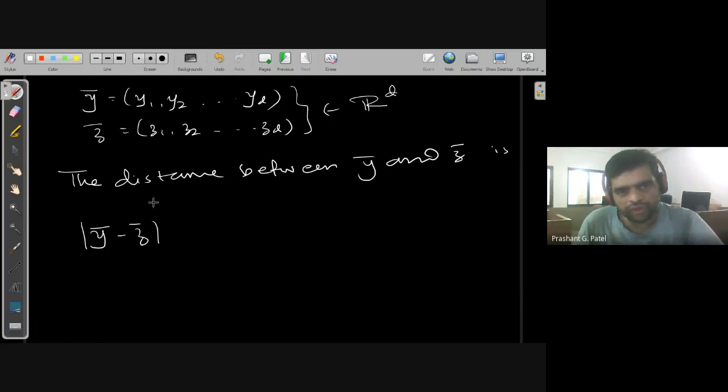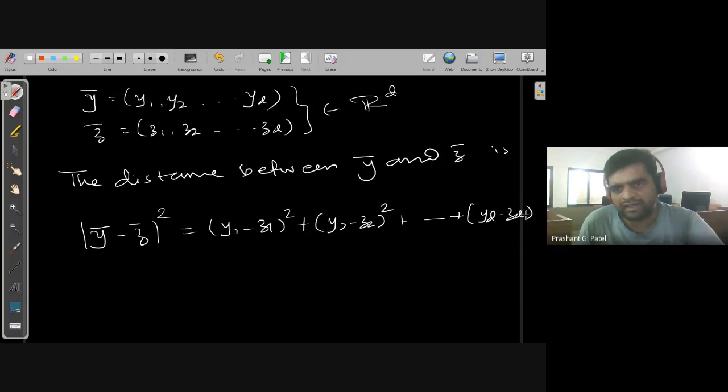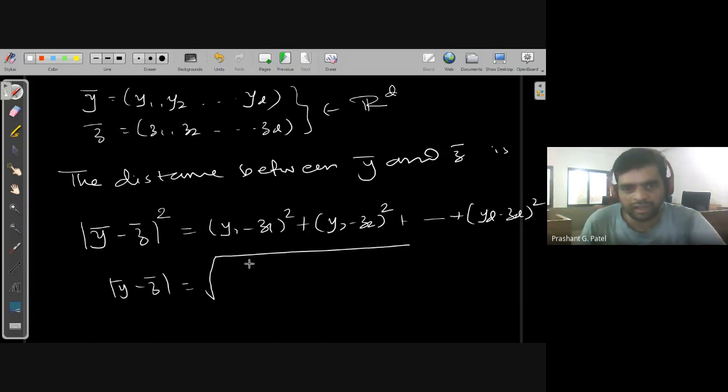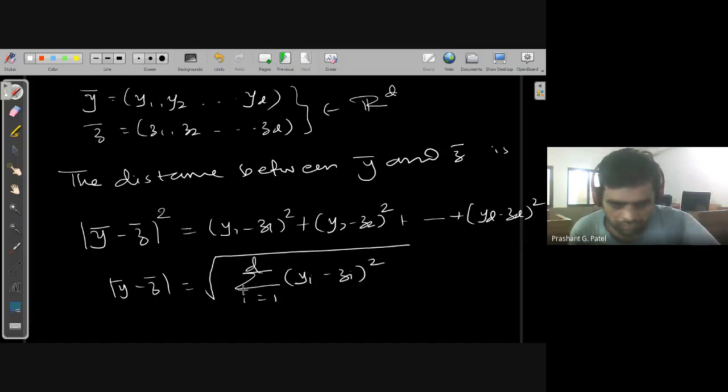So that is the square root. If I don't want to write down the square root, I will take a square on both sides. So it is |y bar minus z bar| square, which is (y1 minus z1) square plus (y2 minus z2) square, and so on up to (yd minus zd) square. If you write it with the root, it is the square root of the summation, i running from 1 to d, of (yi minus zi) square.